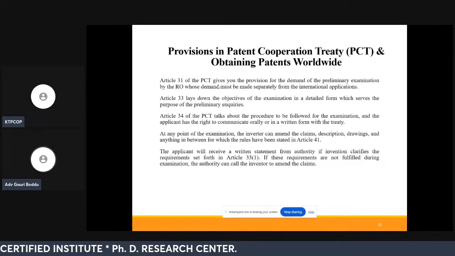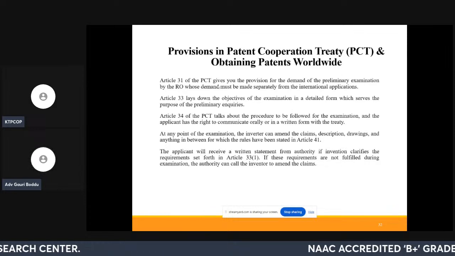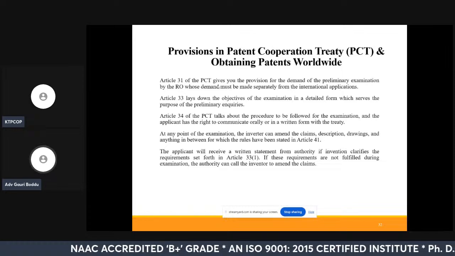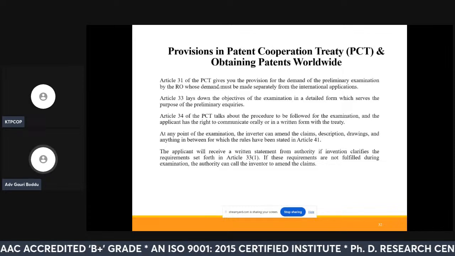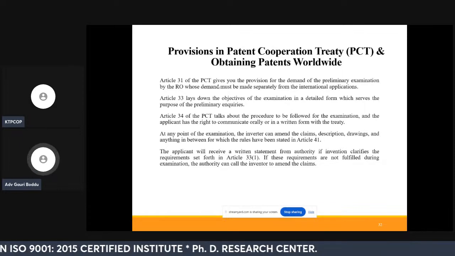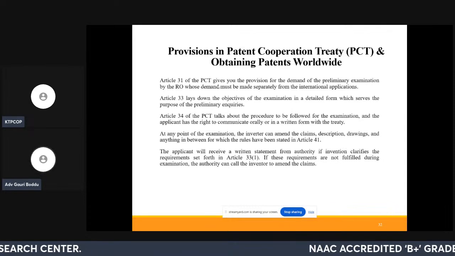So now for patent, there is a Patent Cooperation Treaty. What are the provisions for obtaining a patent worldwide? Let's see. Article 31 of the PCT gives you the provision for the demand of the preliminary examination by the RO, whose demand must be made separately from the international application.